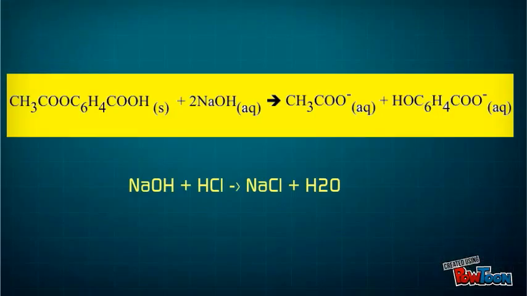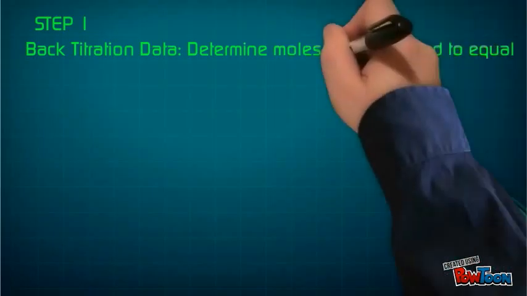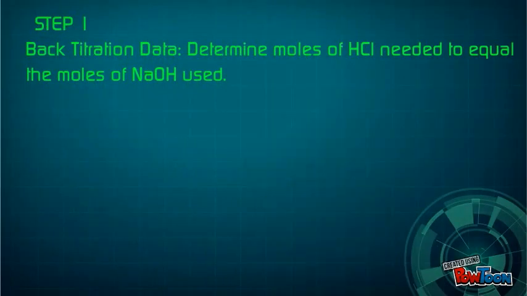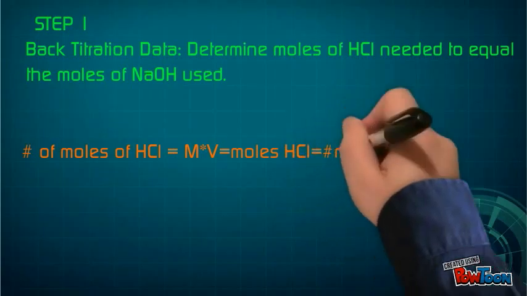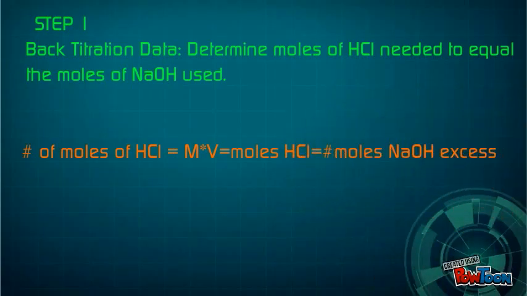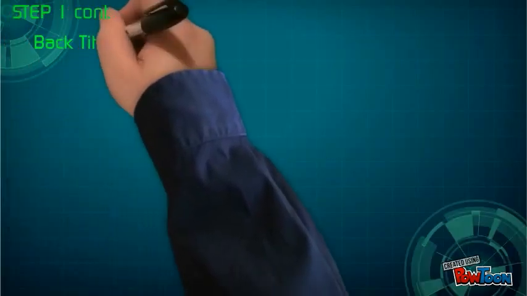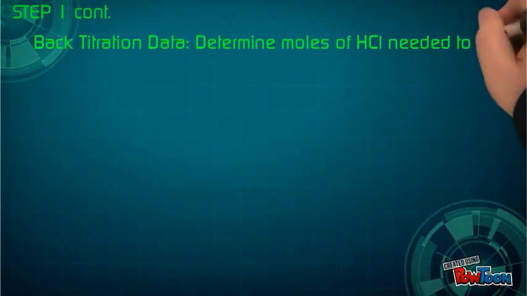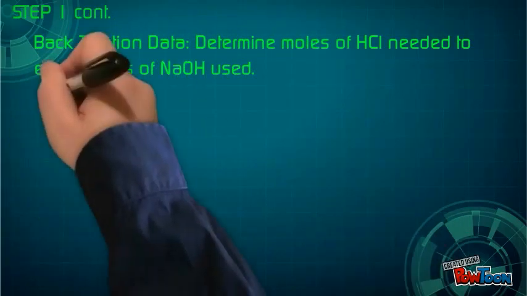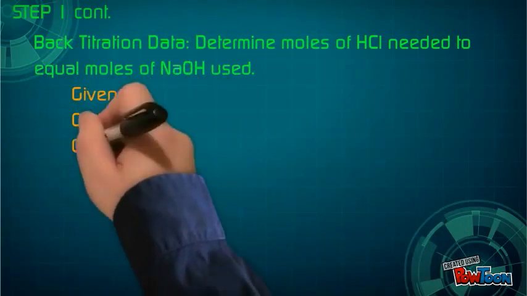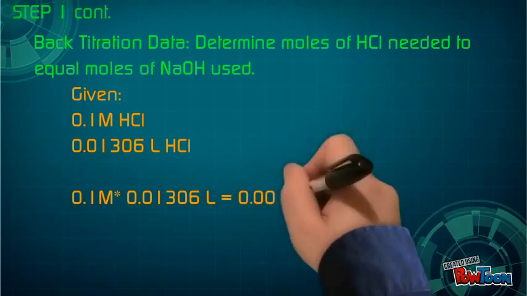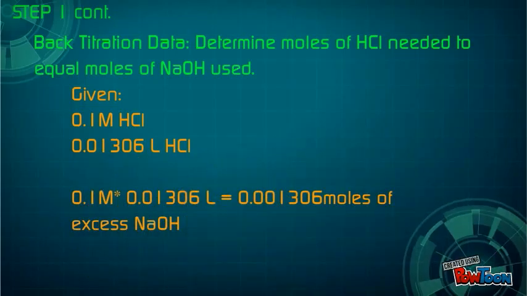First, we need to determine the moles of hydrochloric acid needed to equal the moles of sodium hydroxide used. To calculate this, we take the molarity of hydrochloric acid given and the volume of hydrochloric acid that was used, convert it to liters, and multiply them together to get the number of moles of hydrochloric acid, which is equal to the moles of sodium hydroxide since it is a 1-to-1 mole ratio. So 0.1 molar hydrochloric acid times 0.01306 liters of hydrochloric acid equals 0.001306 moles of hydrochloric acid, or 0.001306 moles of sodium hydroxide.